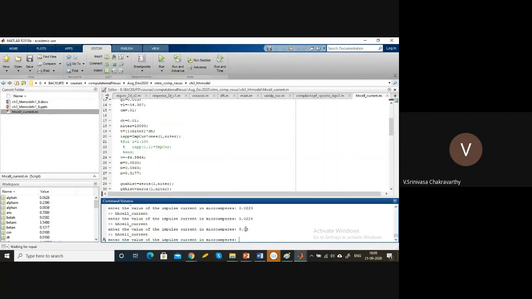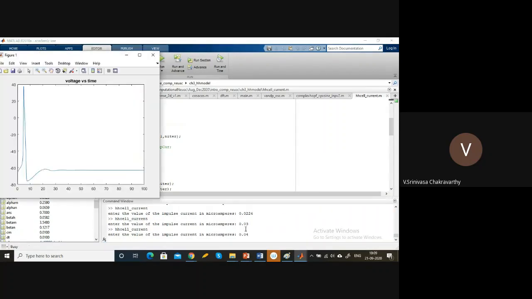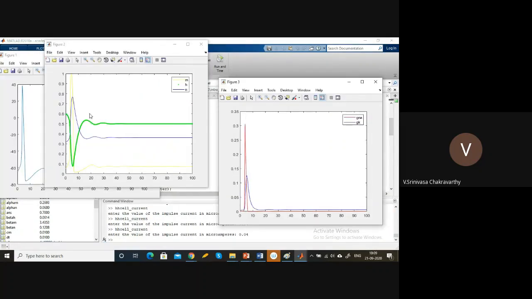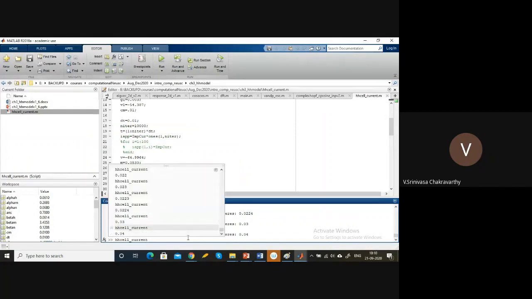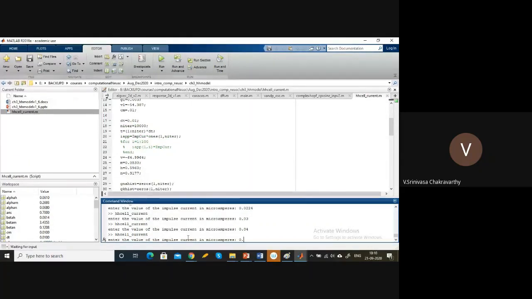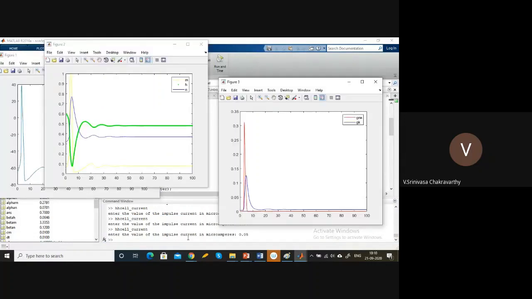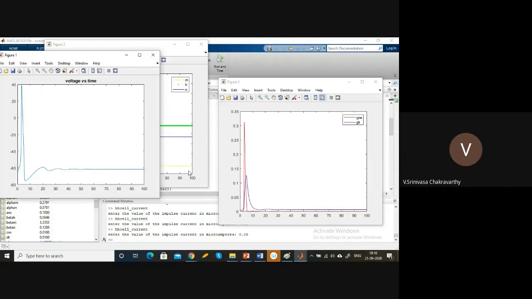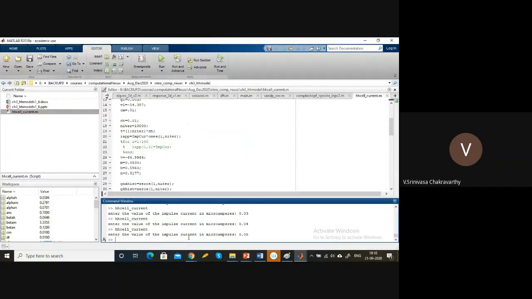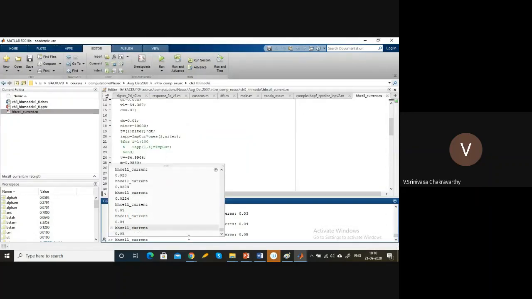So let us increase the current further, 0.04. There is still an action potential. It is about the same behavior, nothing qualitative, no major change. 0.05. Yeah, no major change. So let us see what happens, increase further.